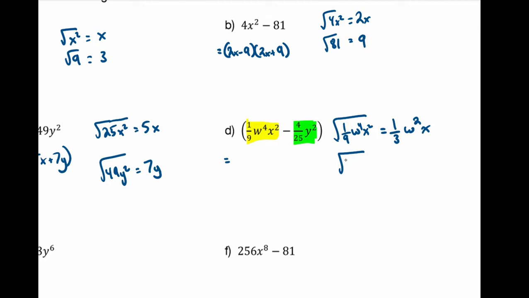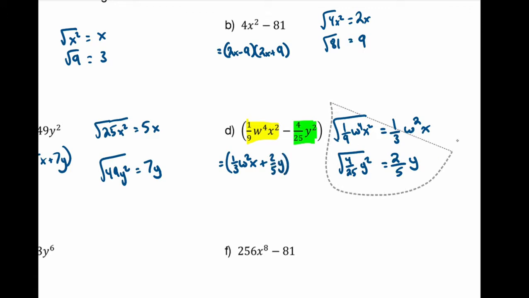If we look at the next one, 4 over 25 y squared. So square root of 4 over 25, or you could look at the square root of 4, which is 2, square root of 25, which is 5, y squared, the square root of that is just y. So these are two nice perfect squares, again, albeit a little different. So my first bracket, 1 over 3 w squared x, and we'll say this one, let's say plus instead, so plus the second term, so 2 over 5y.